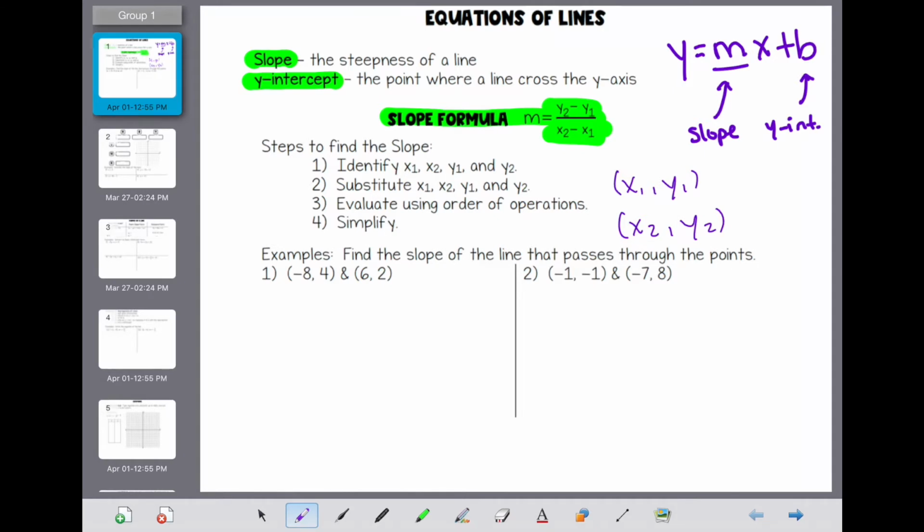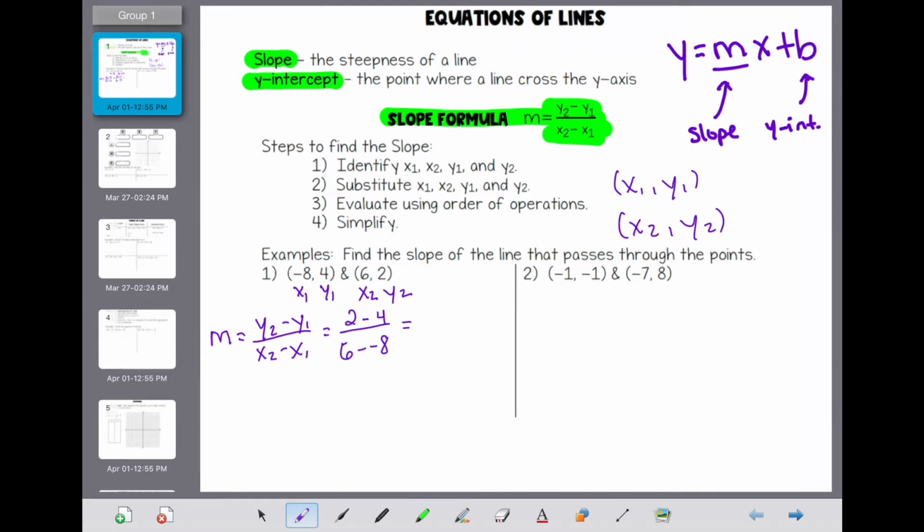In the first example, we want to find the slope of the line that passes through the points. In number 1, negative 8 is what we would call x1, and 4 is what we would call y1. So it's the x-coordinate and y-coordinate from the first point. For 6 and 2, we have the x-coordinate and y-coordinate of the second point, so we'll call them x2 and y2. We're going to substitute these numbers into our slope formula. It's always suggested that you start by writing down the formula.